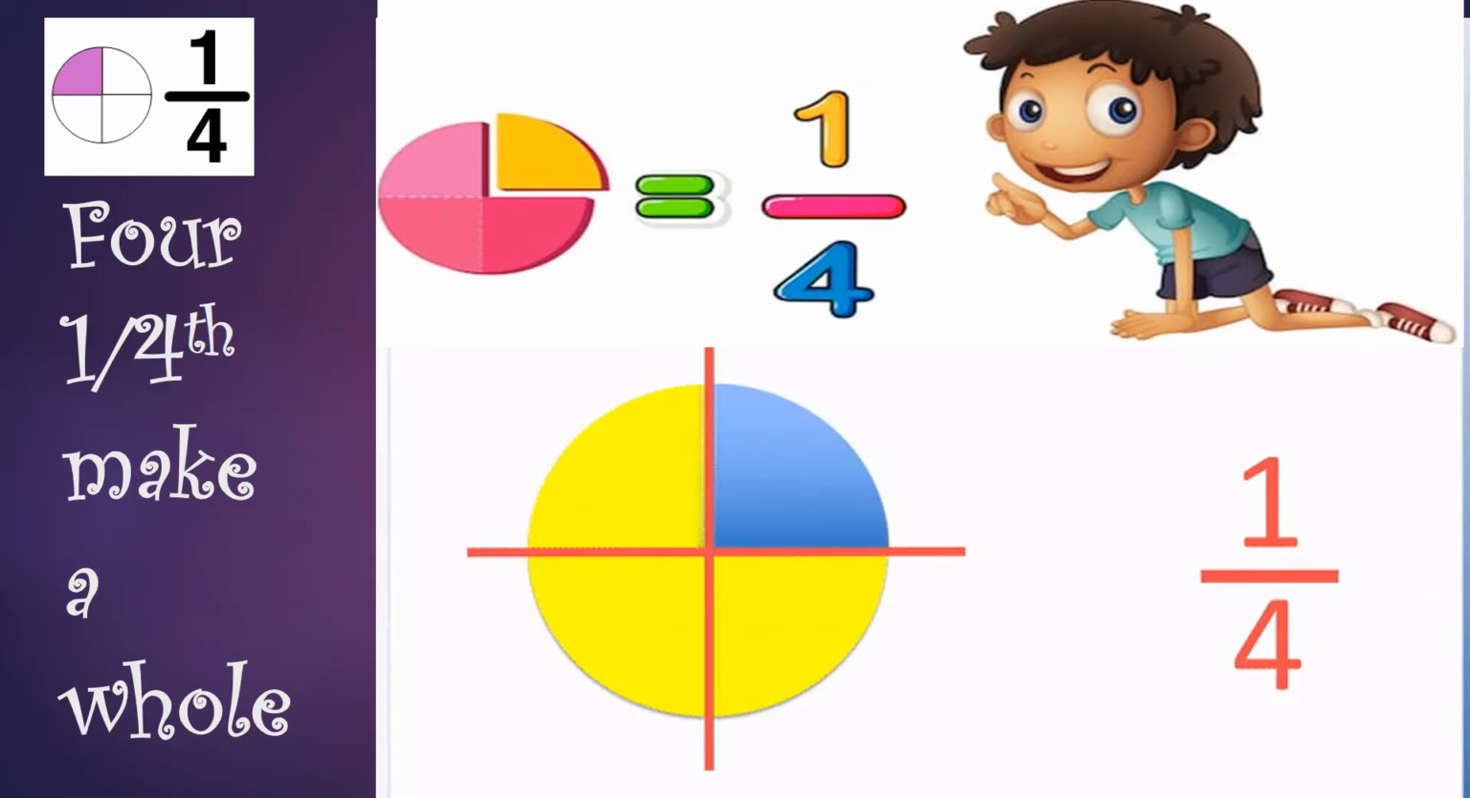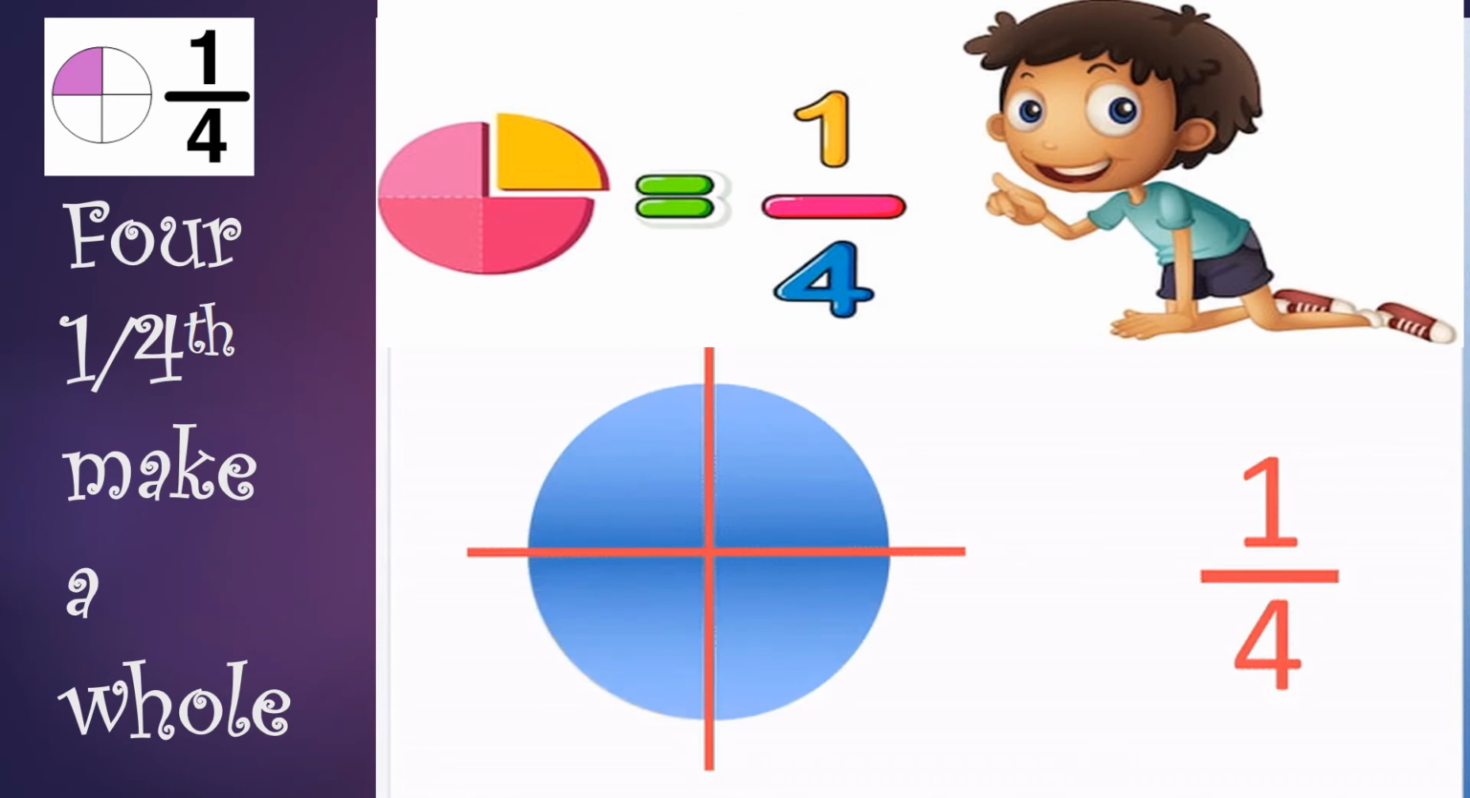Now let's see the next fraction, which is 1 by 4. What do you mean by 1 by 4? When an object or any shape is cut into 4 equal parts, each part or each piece that you get is called 1 by 4th or a quarter. So 4 1/4ths together make a whole, or 1. So 1 by 4 plus 1 by 4 plus 1 by 4 plus 1 by 4 is equal to 1.